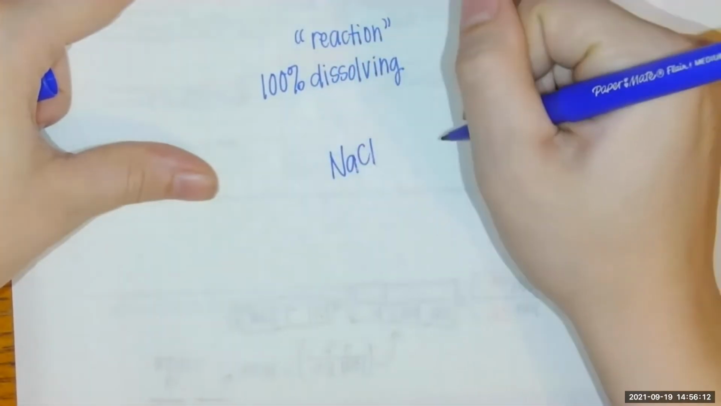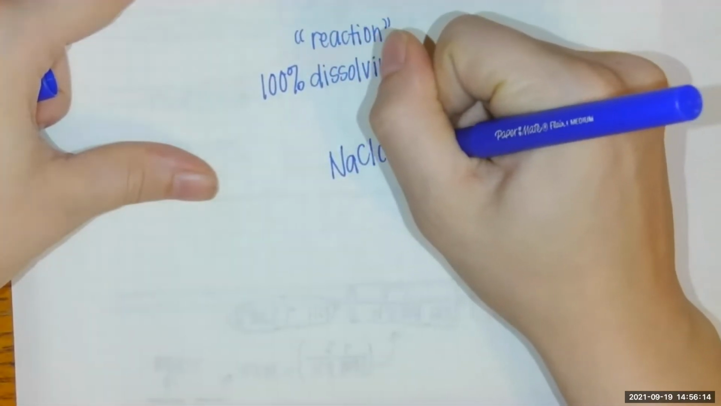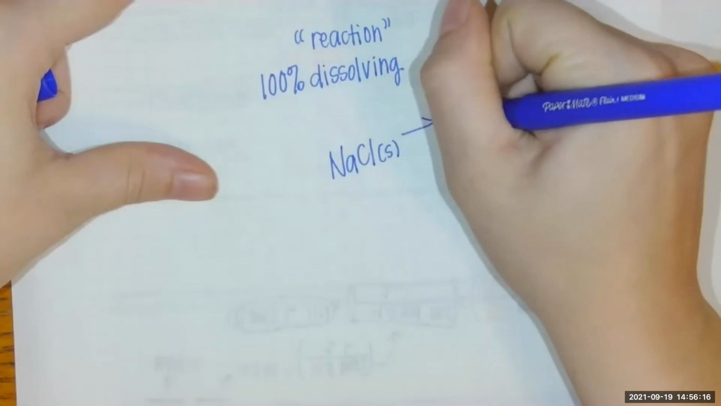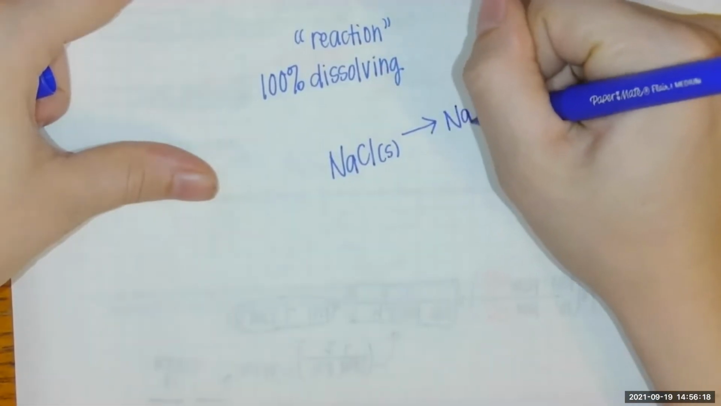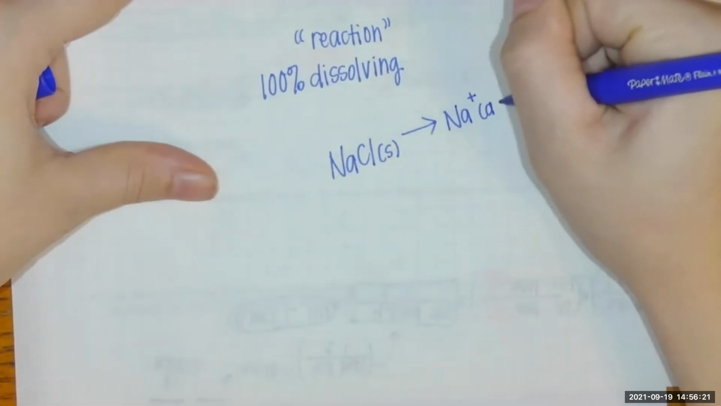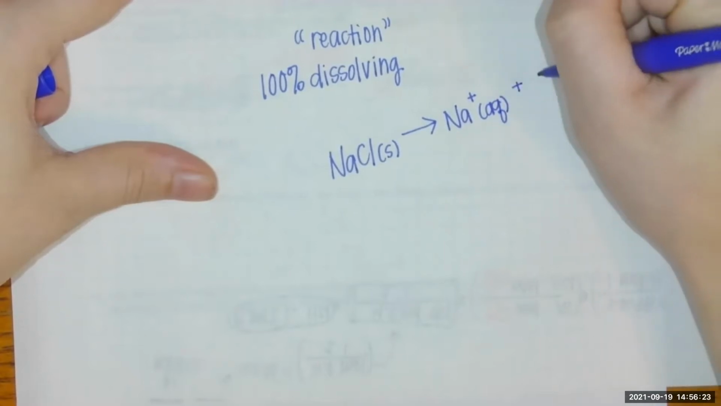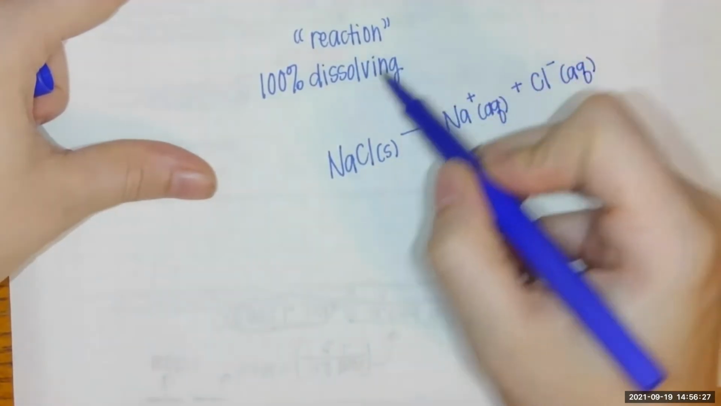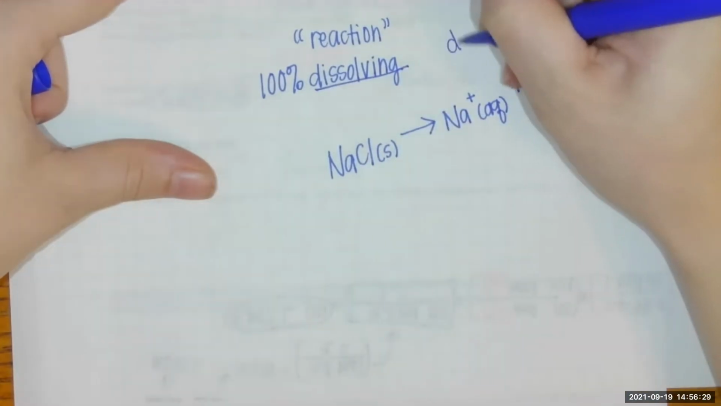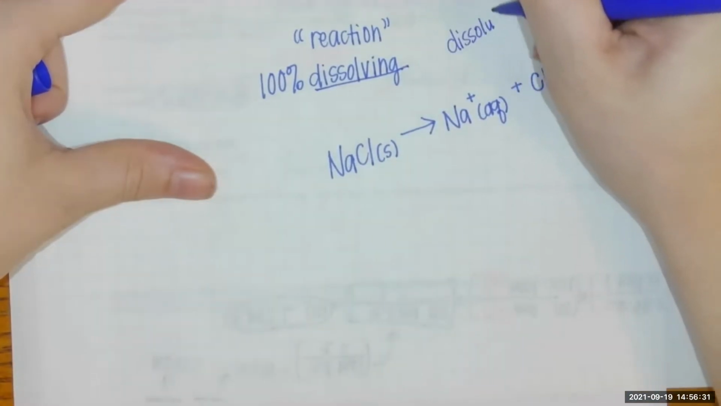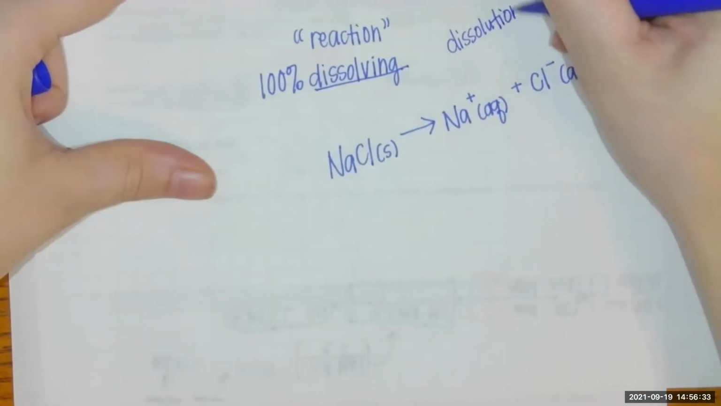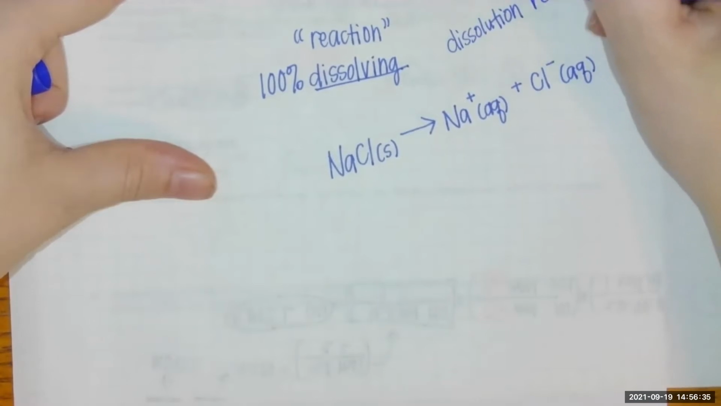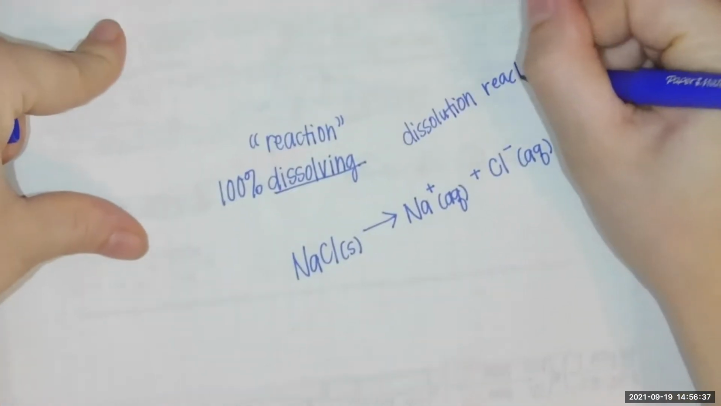Sodium chloride, solid, completely turns into aqueous sodium and chlorine ions. This is a dissolution reaction. Dissolution reaction. It means it's dissolving.